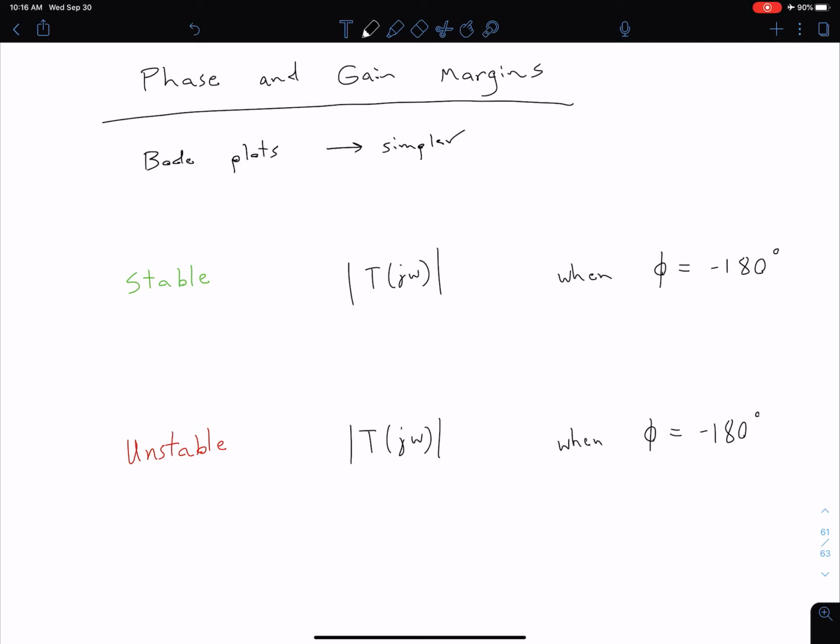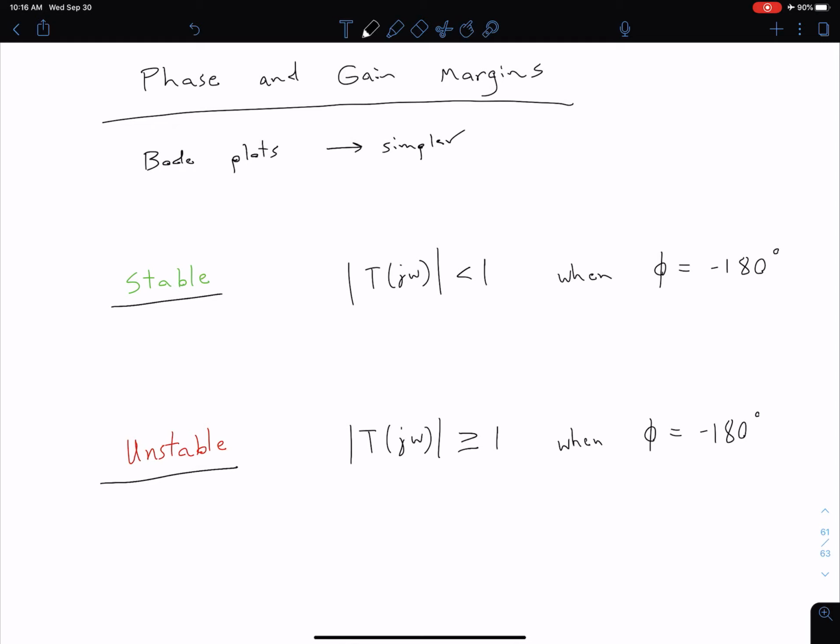So the first thing I want to do is go back to our basic definitions of stability and instability in terms of our loop gain, which was our T of j omega. So if a system is stable, we said that the loop gain magnitude is less than 1 when our phase is equal to negative 180 degrees, and our system is unstable if the loop gain magnitude is greater than or equal to 1 when our phase is negative 180 degrees.